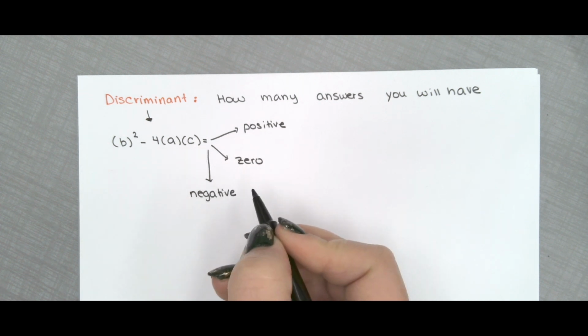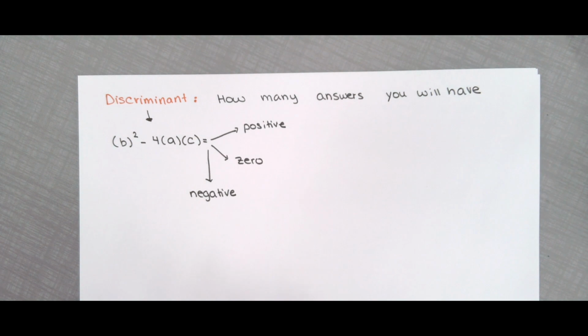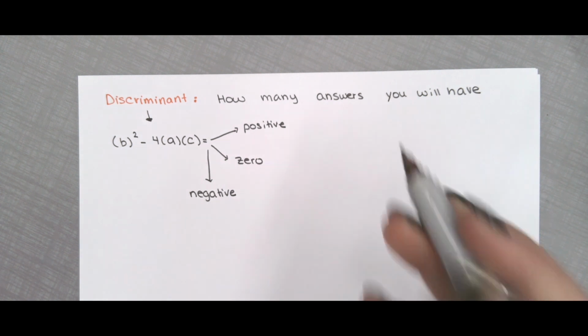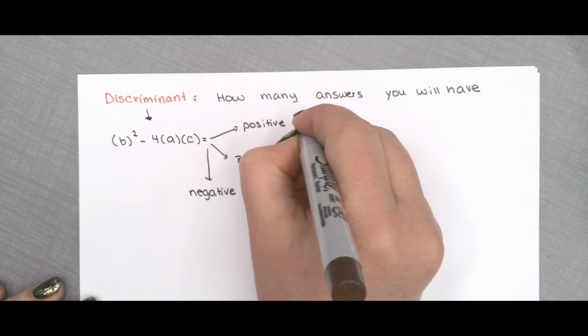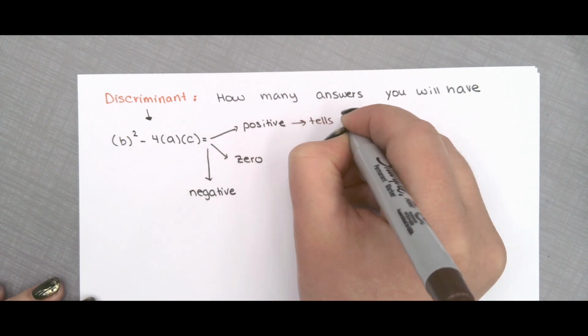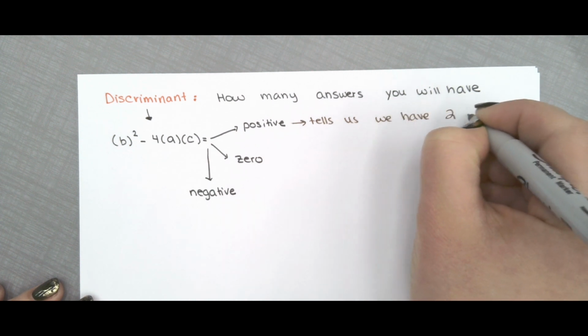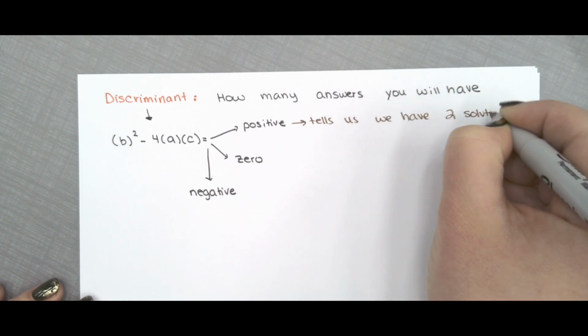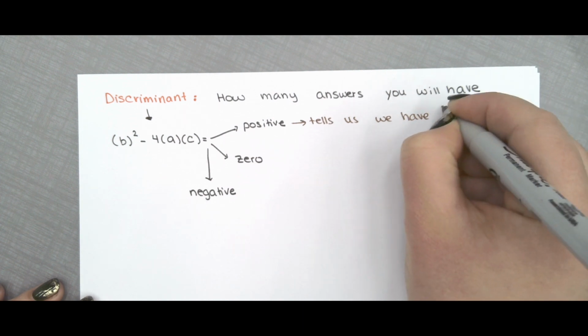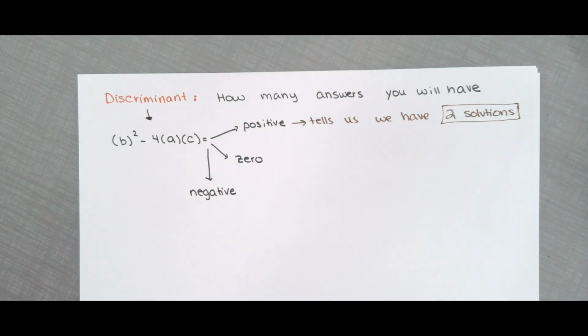We don't really care what that number is. It can be a positive 3/4, like a fraction, or it can be a positive 325. Doesn't matter, as long as we know if it's positive, negative, or 0. So if it is positive, this tells us we have two answers. Now I am writing solutions. If you use two answers on the test, that's perfectly okay.